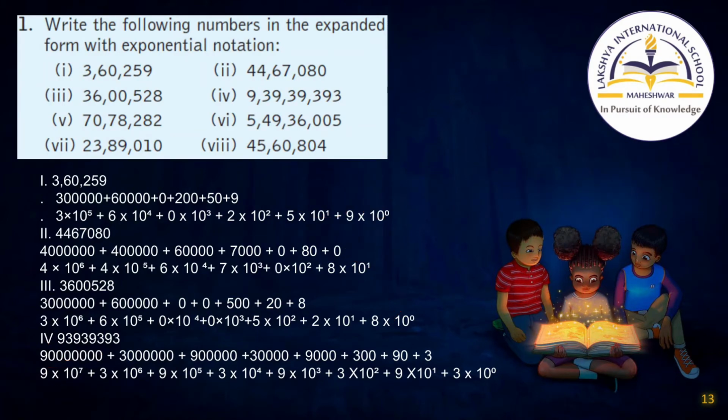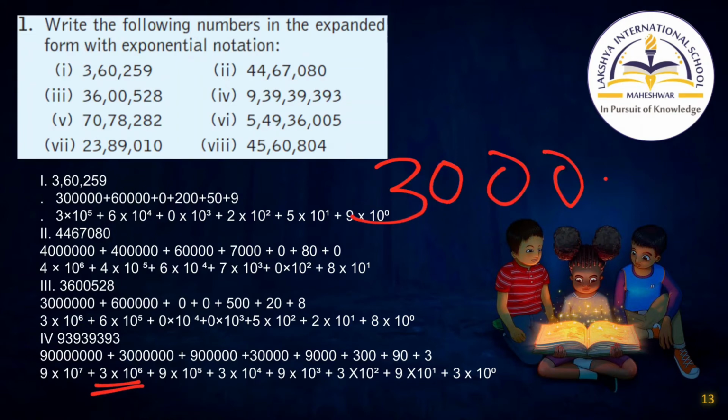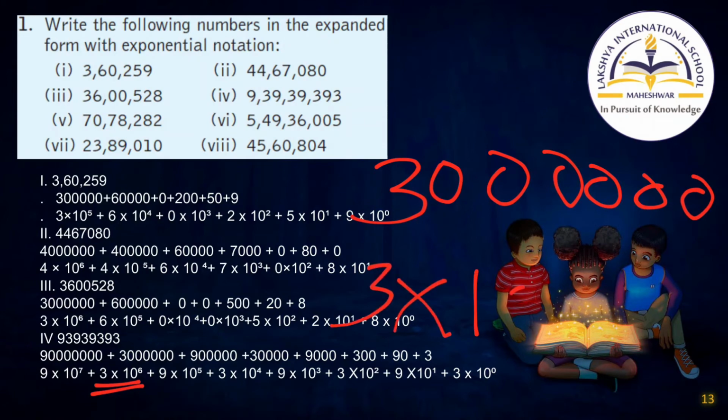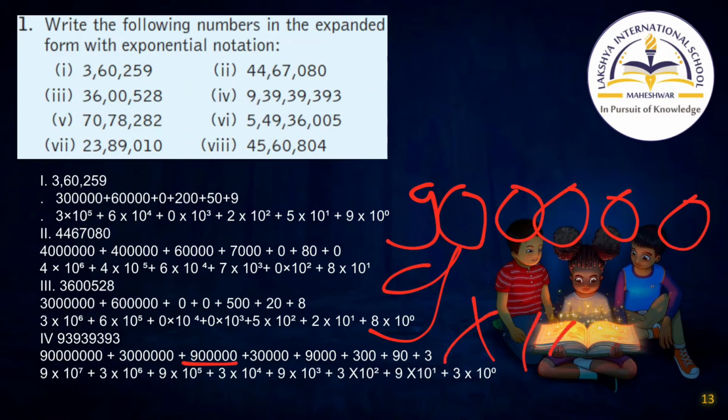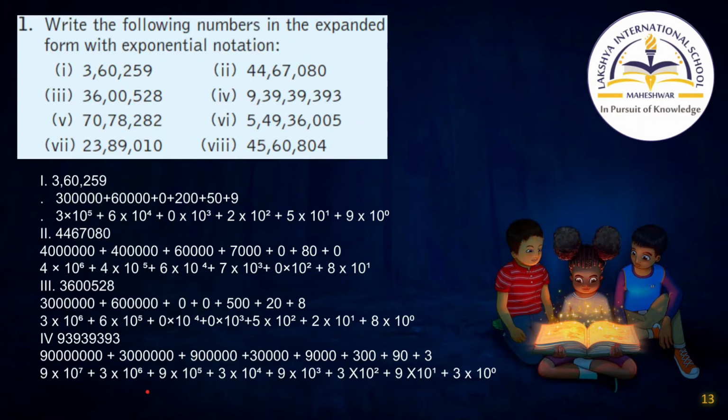Now for this one, three into 10 to the power, how many 0? 2, 3, 4, 5, 6. 10 to the power 6. Now for this one, 9. 1, 2, 3, 4, 5. So 9 into 10 to the power 5. So like this you have to solve.